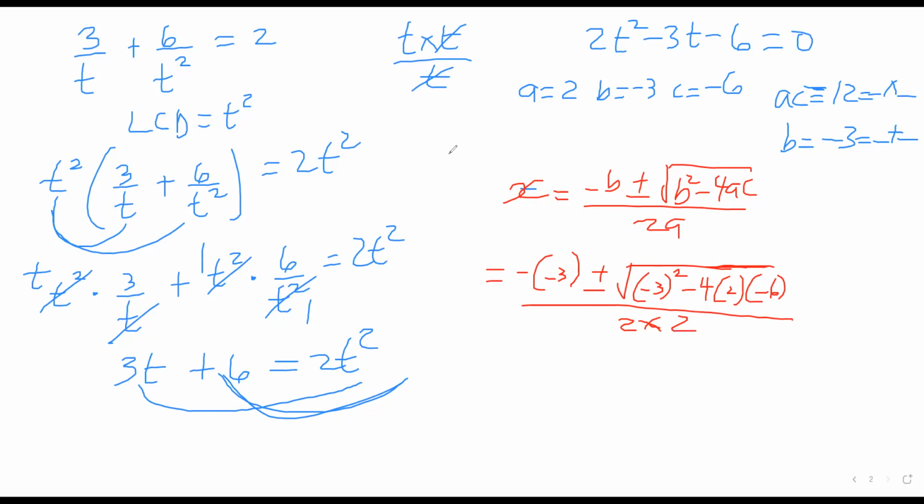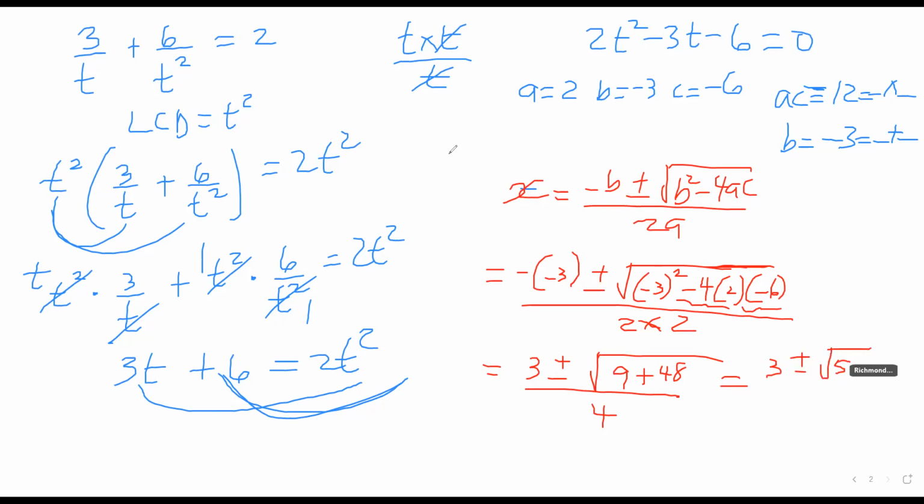So I'm going to have this equal to 3 plus or minus the square root of 9. Now negative 4 times 2 is negative 8. Negative 8 times negative 6 is positive 48, all over 4. This gives me 3 plus or minus root of 57 all over 4.